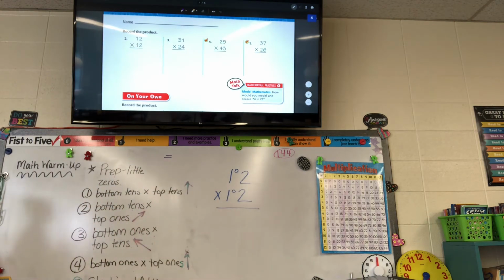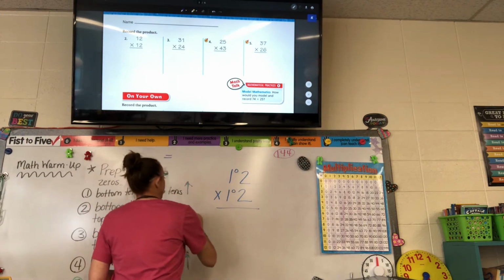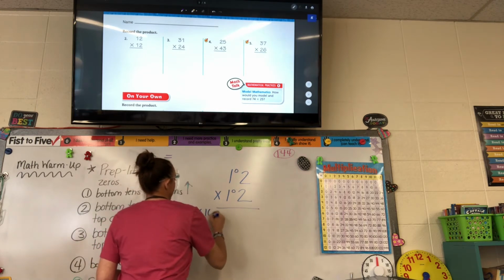Yep, she raised her hand. Sophie, then what do we do? You do bottom, tens, and top. Okay, so on this problem, what numbers would those be? 10 and 10. 10 times 10. Good job, girl. Give yourself a point. 10 times 10. Good work.